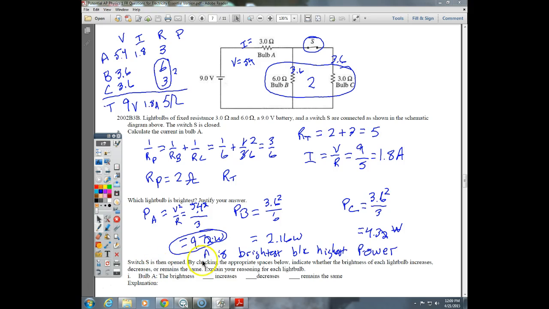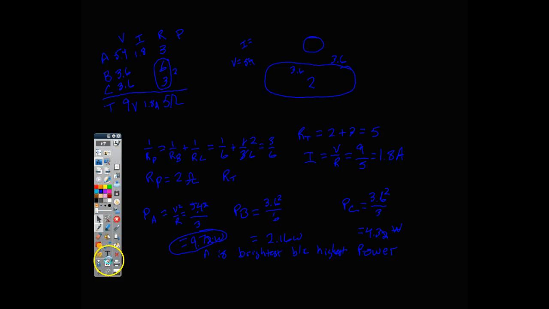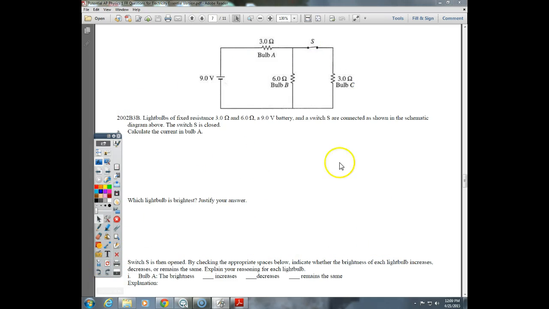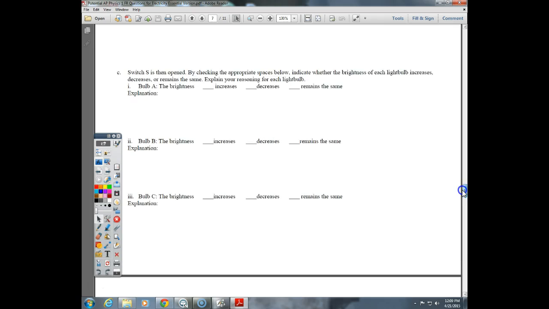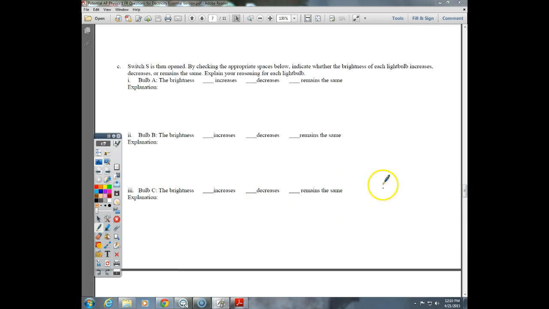In the next part, it says the switch is opened, and it wants us to check the appropriate spaces below, to tell whether the brightness of each bulb increases, decreases, or remains the same. So what I'm going to do here is get rid of all the writing that we had, and we'll move it down a little bit, and let's go ahead and do another VRP chart. So our VRP chart for this one is V, I, R, and P. Boy, this is really slow. So we have V, we have I, let's put in our R and our P. And this time, the switch is open.